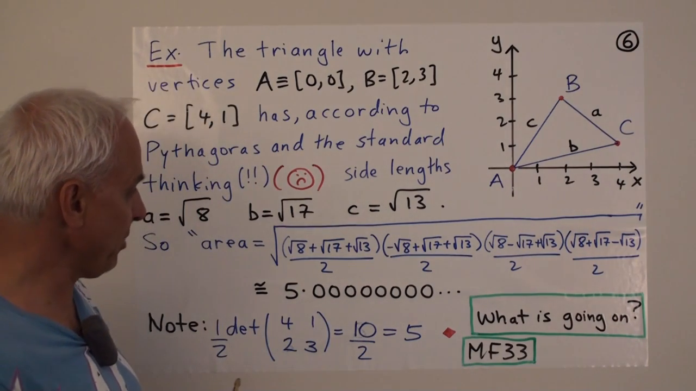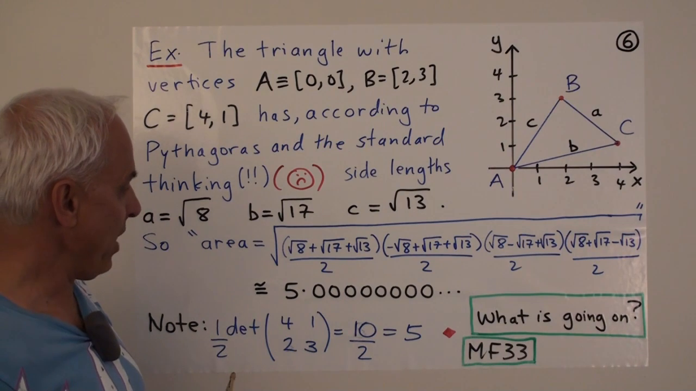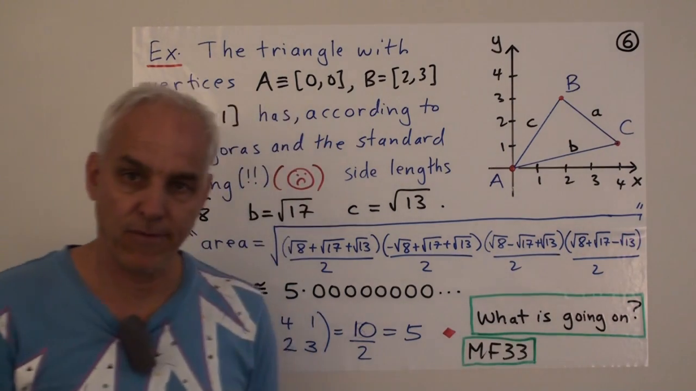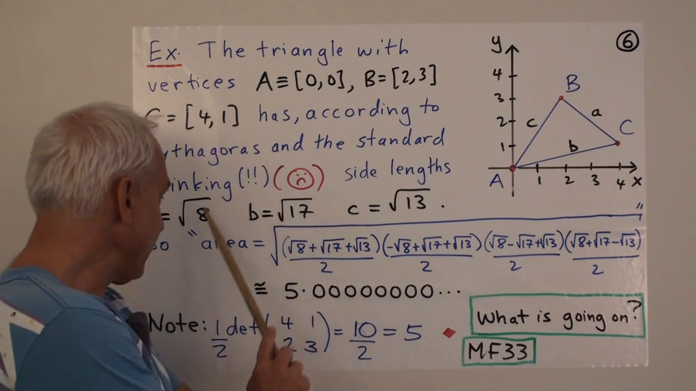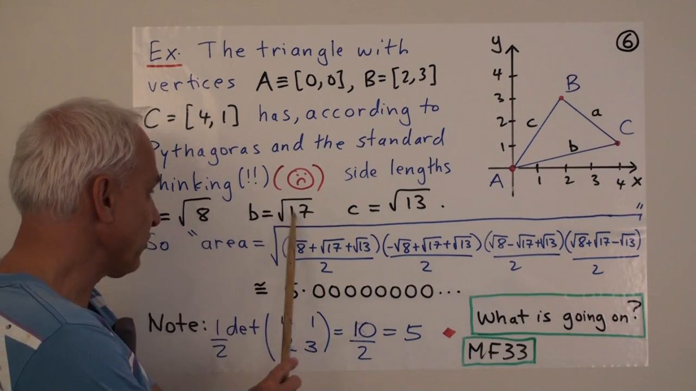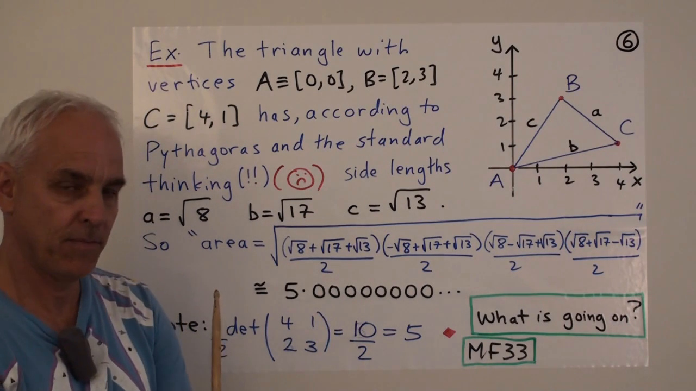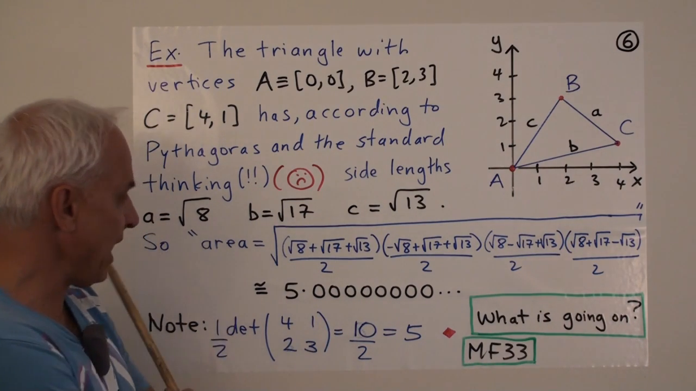Okay, what does Heron's formula tell us? Well, it tells us the area of the triangle must then be the square root of... Okay, first thing is the semi-perimeter. So root 8 plus root 17 plus root 13 over 2. That's the S quantity. And now we take S minus A.